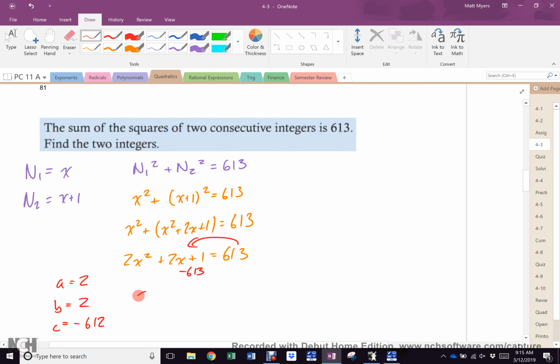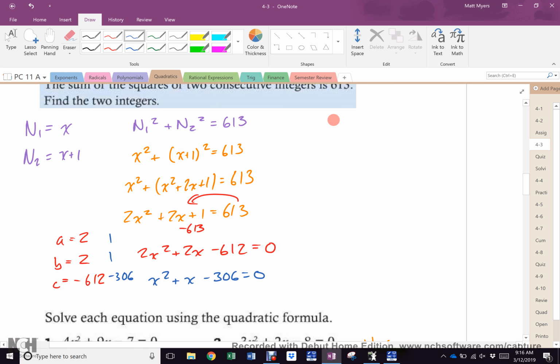Is there a way I can make this slightly easier to deal with? I could divide by 2, which would give me what? x squared plus x minus 306. So what would happen to all these numbers? 1, 1, and negative 306. Now take that and run it through the quadratic formula.